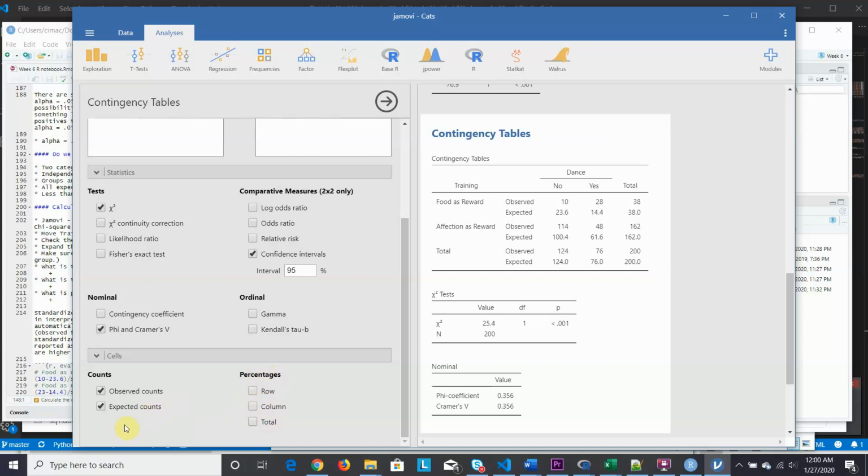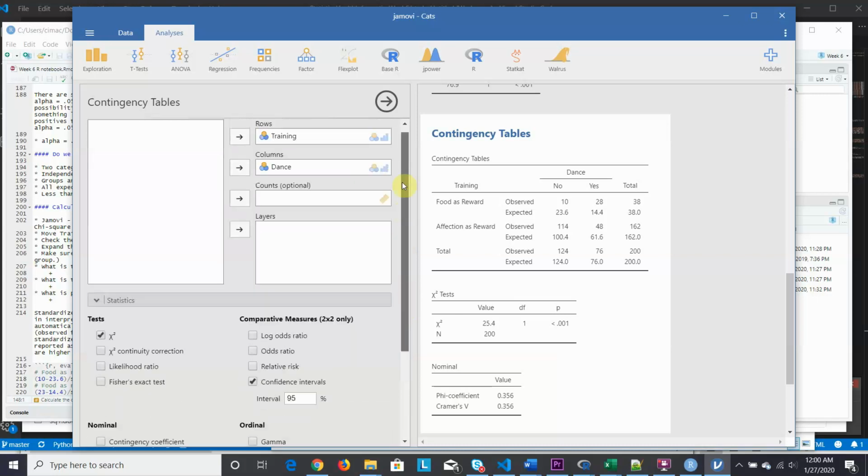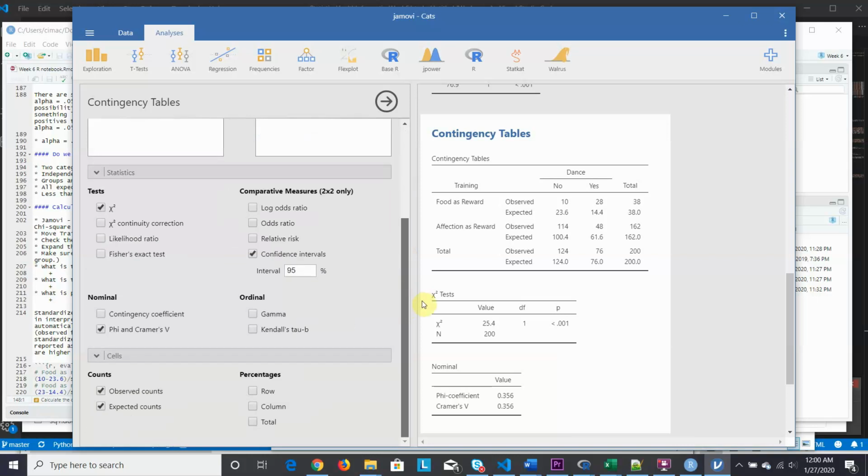One thing that is missing in Jamovi that I always look at are something called standardized residuals. In the Field text in his example, you'll see that he gets those. SPSS does get those, and I find they're very useful for understanding and interpreting the results of our chi-square test of independence. We can calculate them, and we'll do that in our assignment. Unfortunately, that is one thing that's missing at this time from Jamovi, but we can get around that.